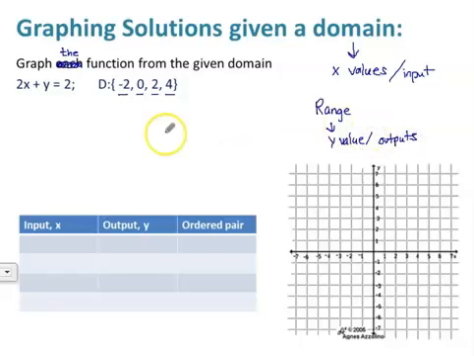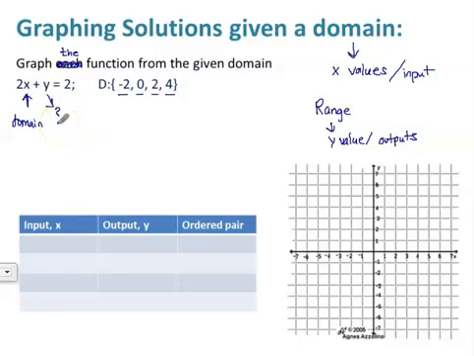So all we're going to do is take each of our domains and plug it into this function to get our output. Right now it's kind of hard to see what the output would be because of the way the function is written. It's written as 2x plus y equals 2. The domain is going to go into the x value. We're going to plug in our given domain values one at a time, and we want to find out what our y value is. But like I said, with it written like this, it's kind of hard to see what our y value would be.